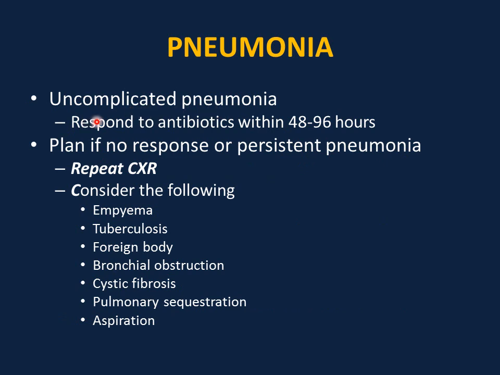Uncomplicated cases of pneumonia respond to antibiotics within 48 to 96 hours, so the child should improve as he or she takes the antibiotics. Plan if no response, or persistent pneumonia, or the pneumonia you are treating is getting worse: plan to repeat the chest X-ray or do the chest X-ray if it was not done. Consider the following in your differential: empyema, tuberculosis, foreign body, bronchial obstruction, cystic fibrosis, pulmonary sequestration, and aspiration. Consider these if the child is not responsive to your treatment or getting worse at any time.